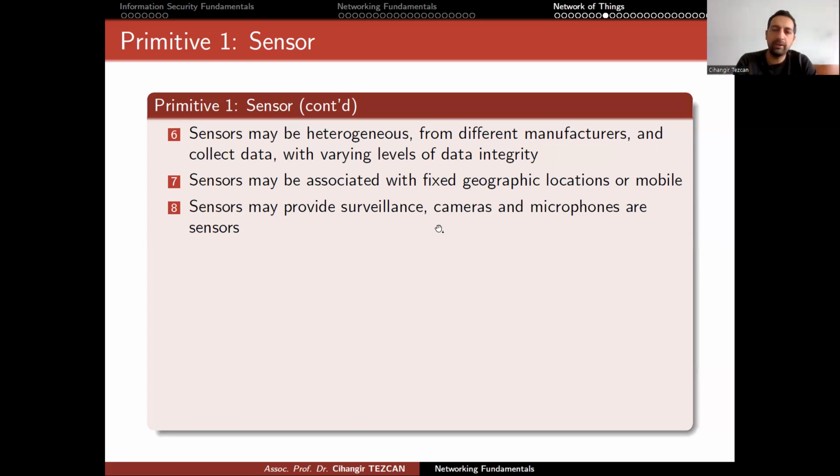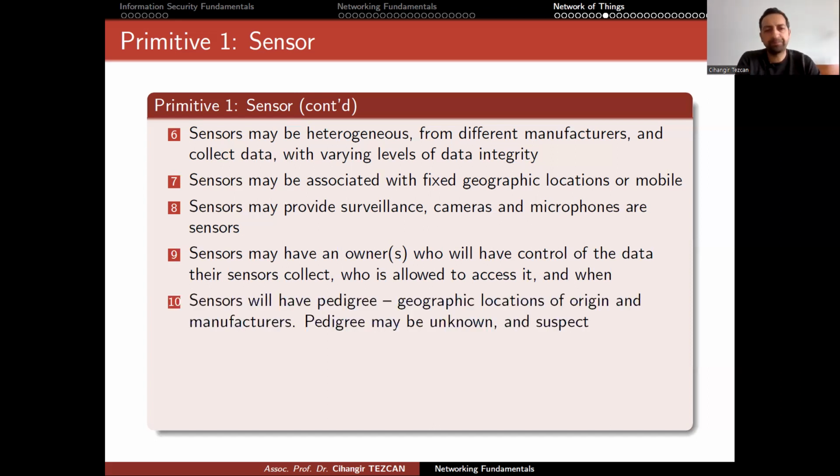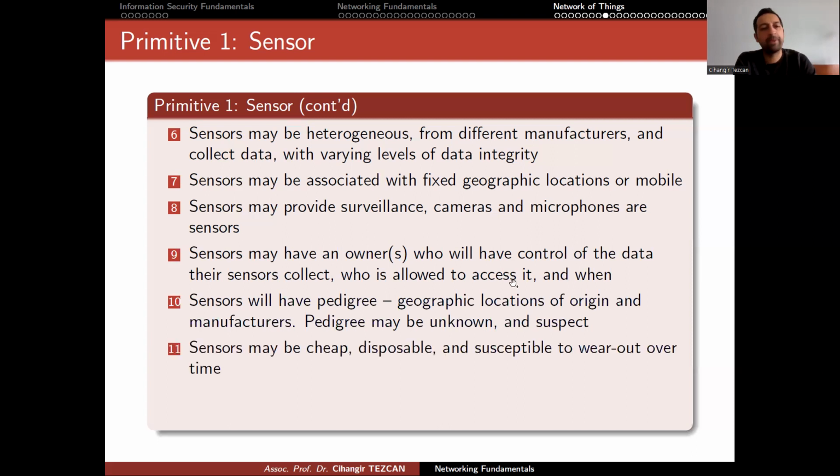This is important. So in Network of Things, we consider cameras and microphones as sensors, which are very capable devices. Sensors may have an owner who will have control of the data their sensors collect, who is allowed to access it and when. This is important. It may not always be publicly available. Sensors will have pedigree, geographic locations of origin and manufacturers. Pedigree may be unknown and suspect. Sensors may be cheap, disposable, and susceptible to wear out over time.